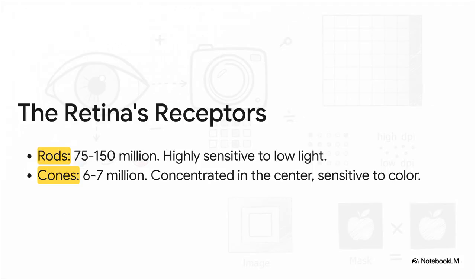But your retina isn't just one simple sensor. Oh no, it's got specialized hardware. You've got this massive team of up to 150 million rods that are absolutely incredible at seeing in low light. They're your night vision specialists. And then you have a smaller, more elite squad of about 6 million cones, all packed into the center of your vision, and they are totally dedicated to seeing color.